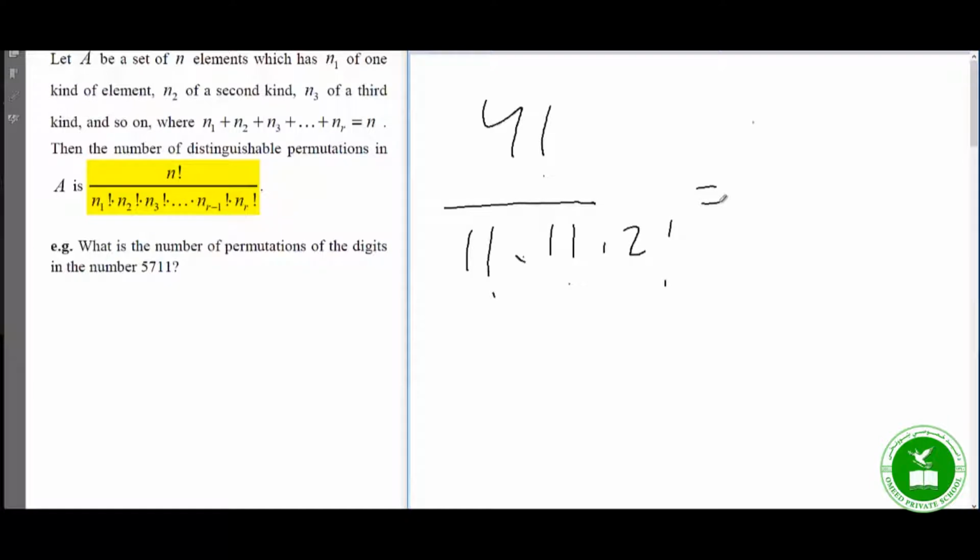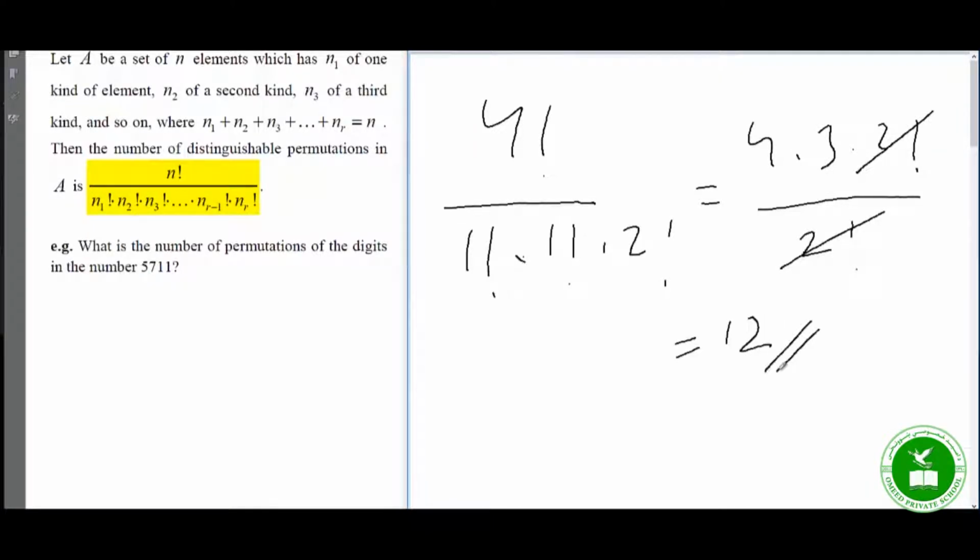And it is equal to 4 factorial, 4 times 3 times 2 factorial, over 1 factorial, which is 1, times 1 factorial, which is 1, times 2 factorial. 2 factorial cancels with 2 factorial, and it is equal to 12. It means that for the digits 5711, we have 12 different permutations.